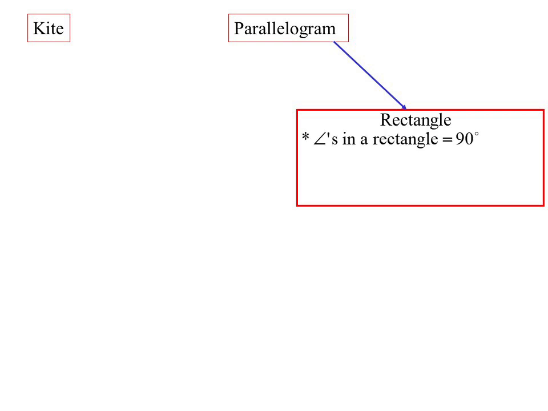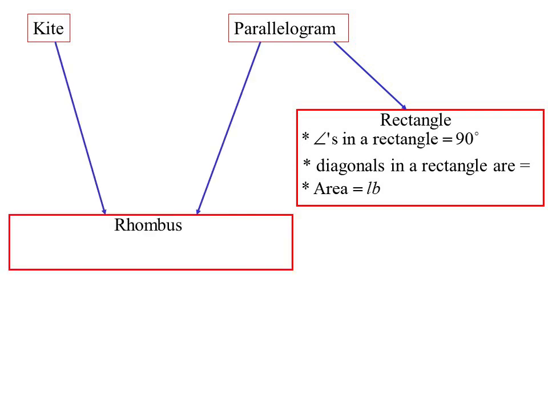Angles in a rectangle we now know are 90 degrees. When it comes to the diagonals, in a rectangle they will now be equal in length. And the formula, well, we say length times breadth. And if you think about it, that actually is the same formula as for the parallelogram, because base times perpendicular height, well, the perpendicular height in the rectangle becomes the length or the breadth, depending on how you're looking at the shape.